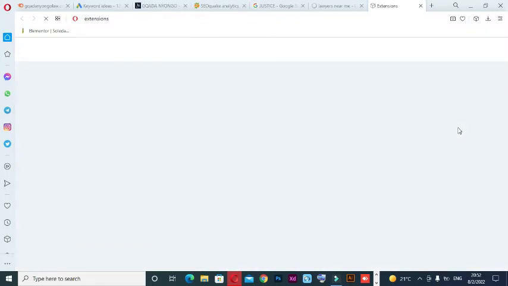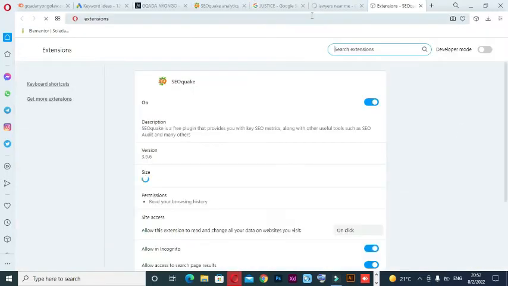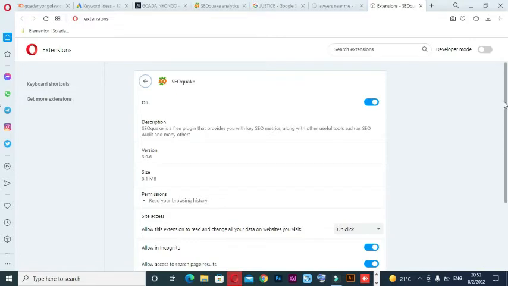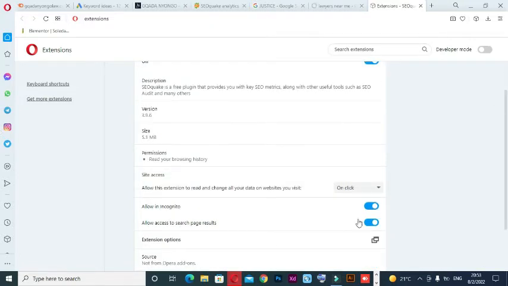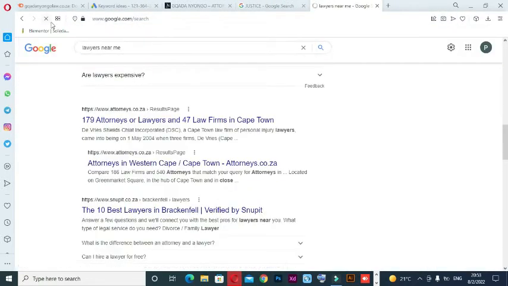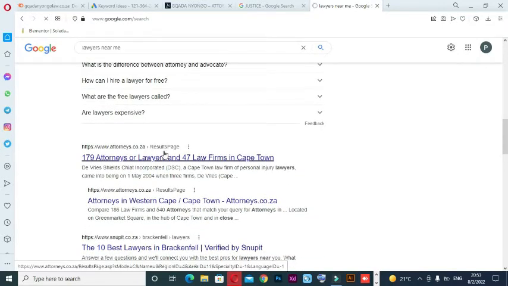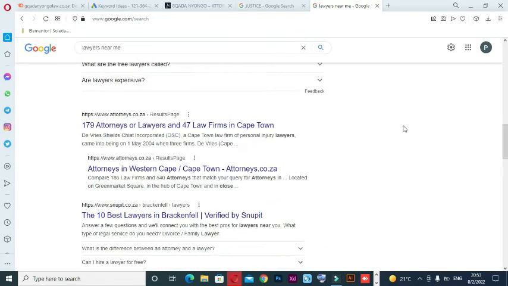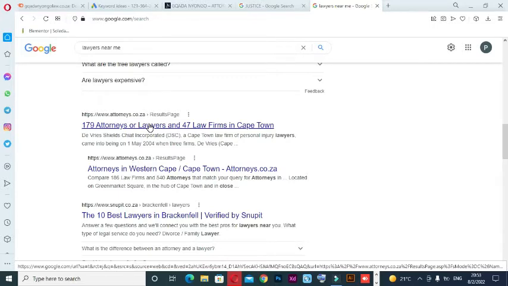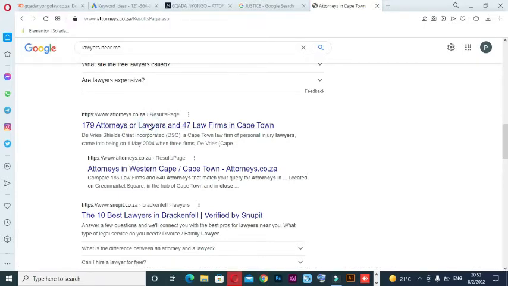It doesn't distract the search results, so that it won't distract, because it becomes so filthy when you have all that data there. So the best ranked website is that one, www.attorneys.co.za. I don't think it's actually a law firm, but it's a word. Maybe it's a website which lists attorneys.